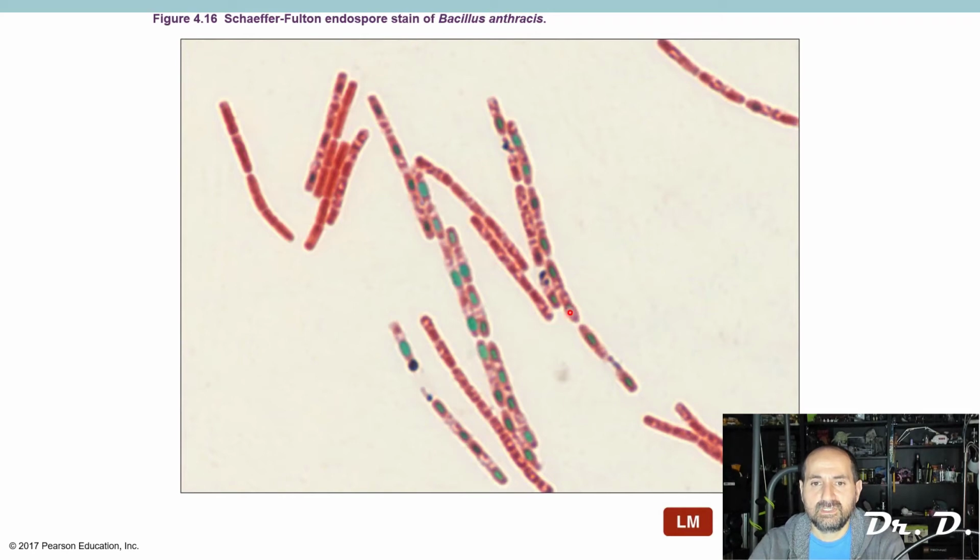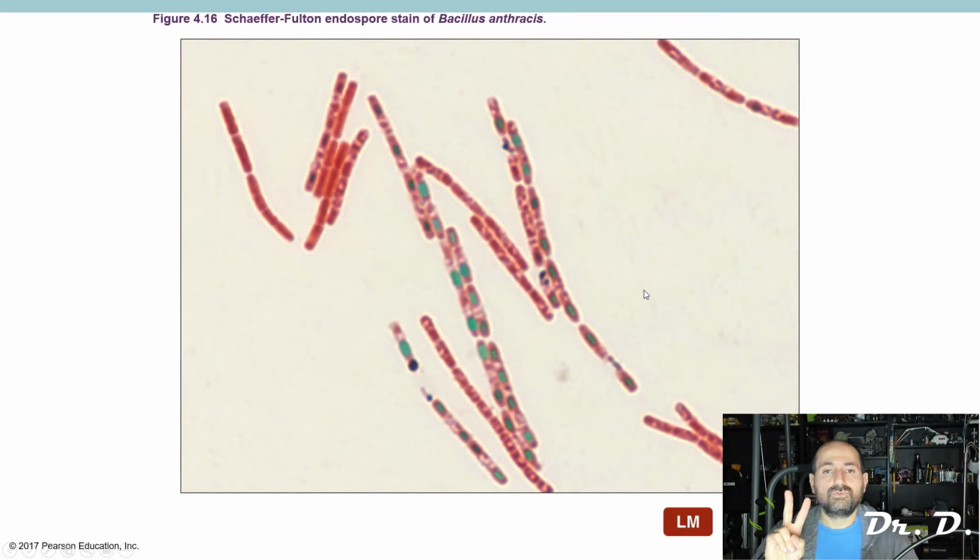These little green dots are the endospores that this particular bacteria, Bacillus anthracis, can make. Now in pink, you see this pink here? This pink is called the vegetative cell. The vegetative cell is the bacteria itself. It's the living bacteria. But these bacteria, the Bacillus or the Clostridium genus of bacteria, are able to make endospores so that they can resist harsh environments. Does that make sense? So the bacteria itself is pink, but the endospore it's forming is green.